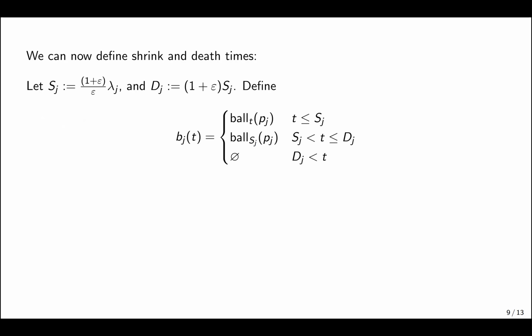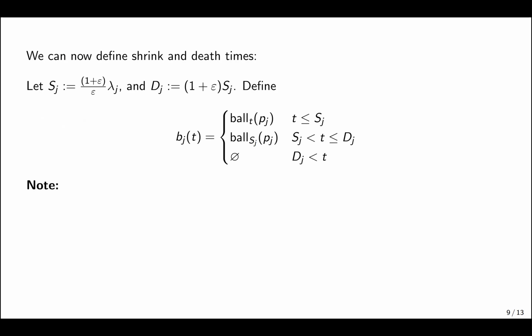With this out of the way, we can now define the shrink and death times. So we will choose sj to be (1+epsilon)/epsilon times lambda j and dj to be (1+epsilon) times sj. And don't worry about the precise values of these numbers too much. They essentially pop out of the computation in the end. And the balls using these values are defined as expected. So for t less than the shrink time, the ball is just the usual ball of radius t around Pj. Then we stop the modified ball Bj from growing until the death time, and then we can delete it for larger t. So the modified balls will be denoted as Bj.